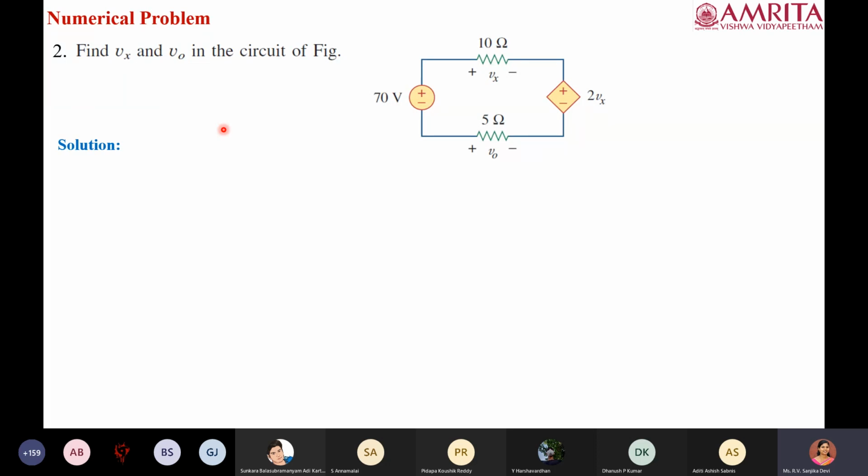Okay. Maybe you would have already learned with independent sources, but for this particular semester, we have to deal with dependent sources also. So most of the circuits will also have dependent sources. Okay.